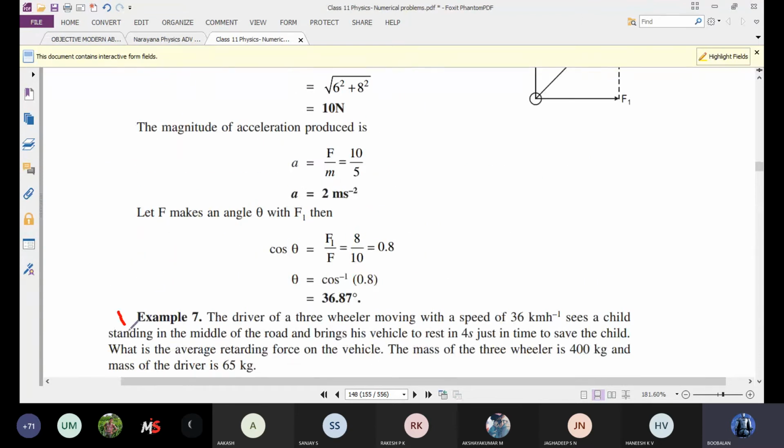Okay, problem number 7 also you can try. In case you are feeling difficulty, we'll discuss the problem tomorrow. Okay, please note it.